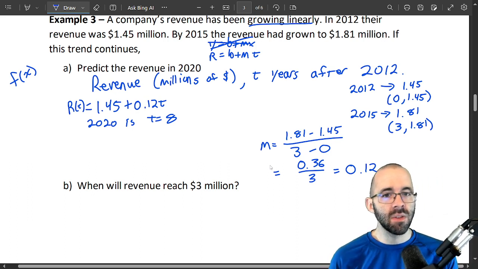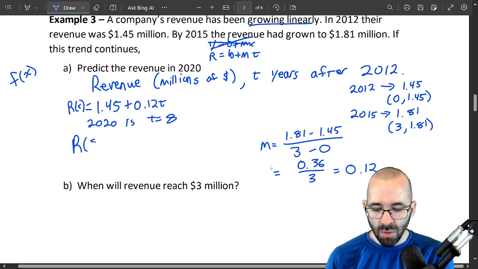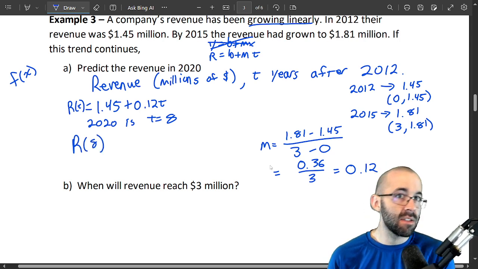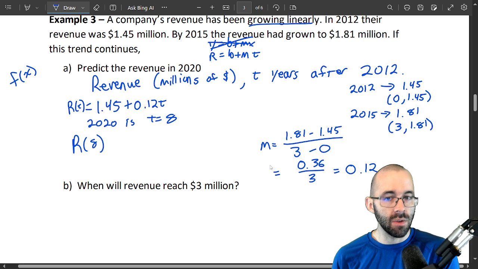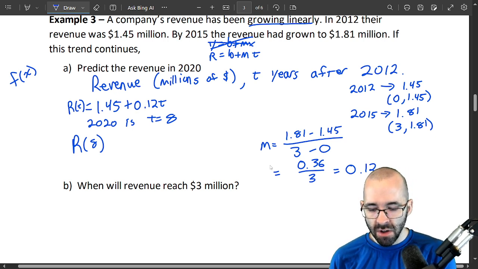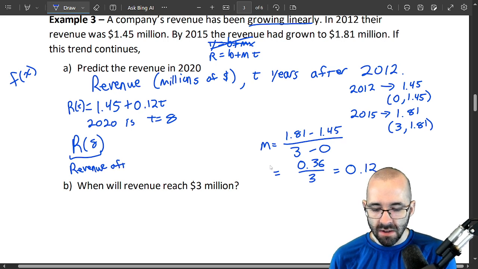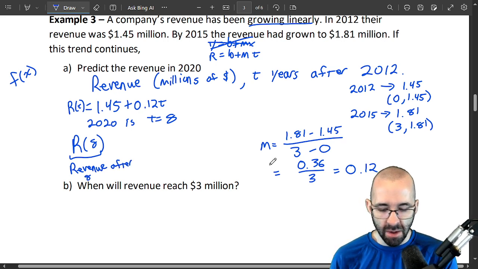So we're curious about what is the revenue. What is the revenue when we're inputting 8? This is not multiplication. This is function notation. This says the revenue after 8 years. And it's just one variable.